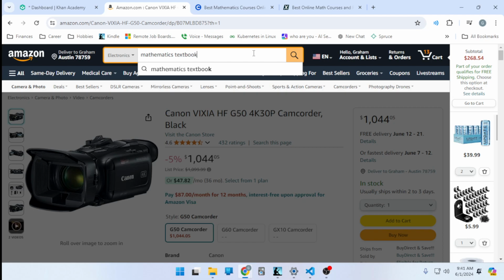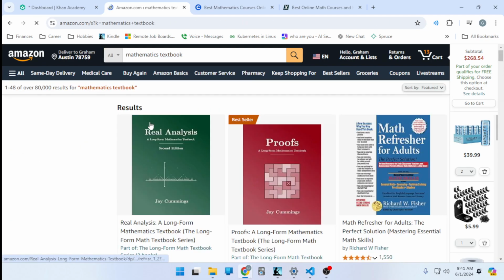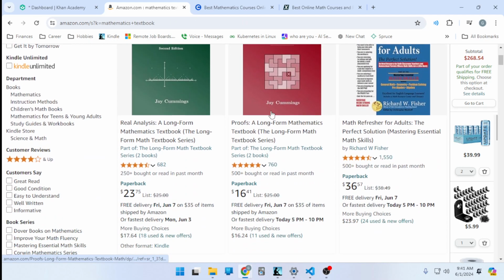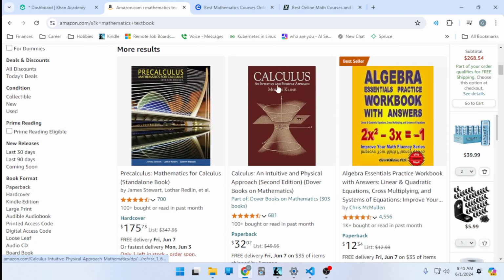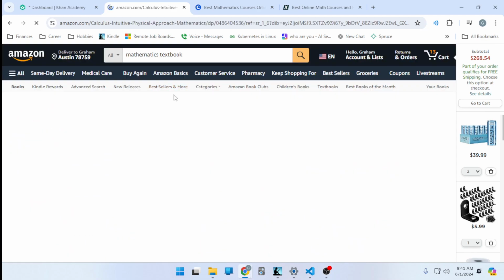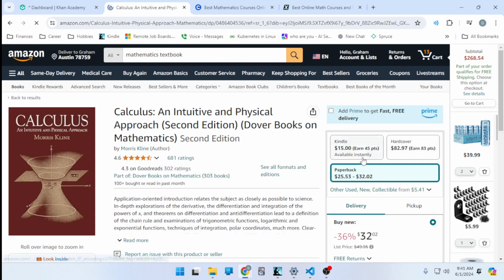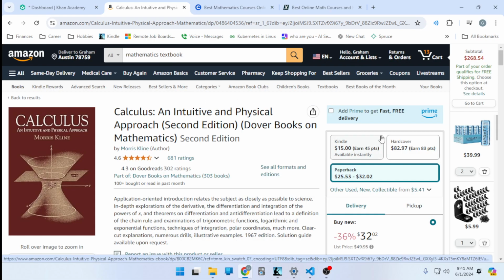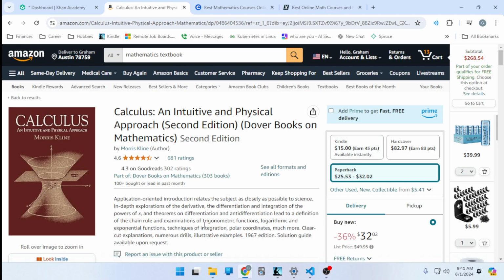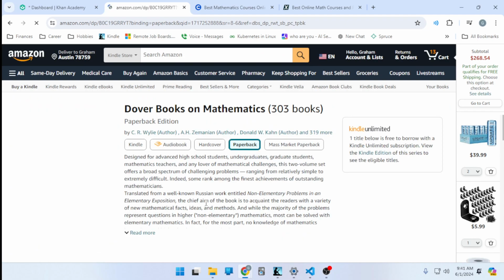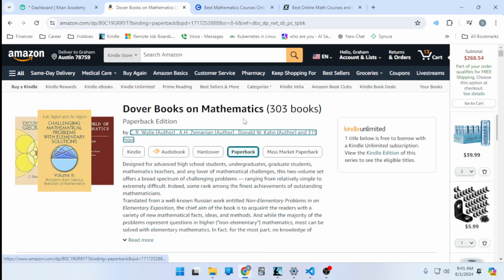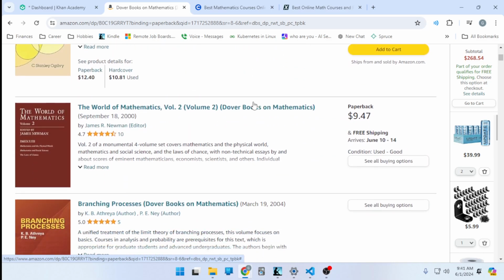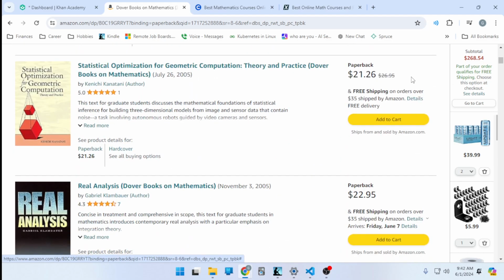So if I search for mathematics textbook, there we go. We've got all sorts of options. So here's the calculus textbook. You can probably even get it on a Kindle, and I could read it on the channel. It's part of a whole series of textbooks, the Dover books on mathematics. I really think this is probably one of the best ways to learn mathematics.